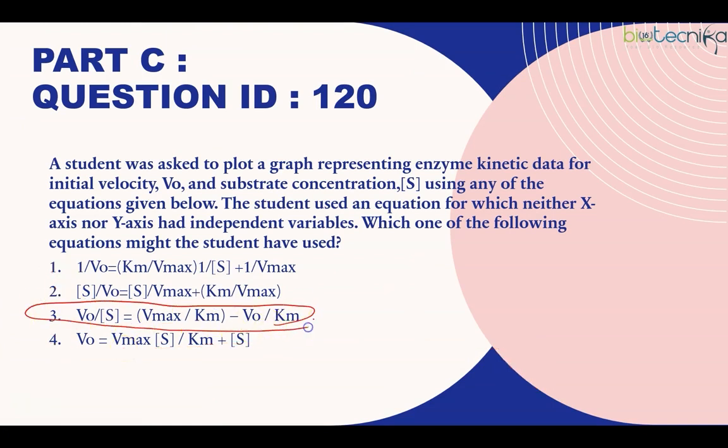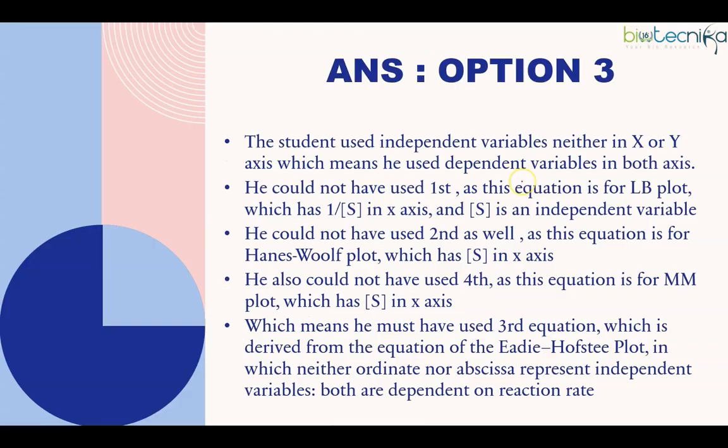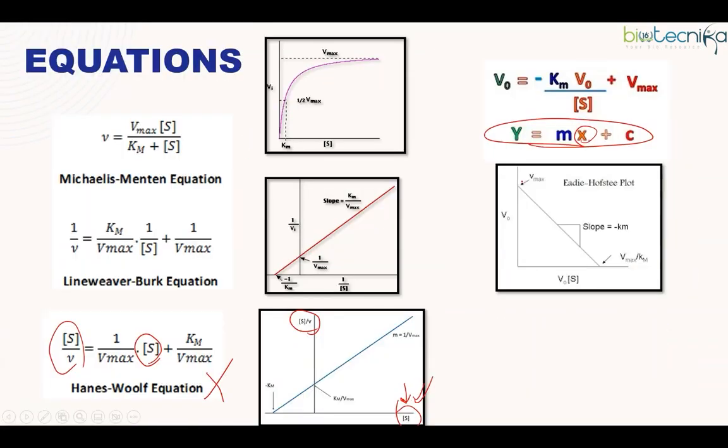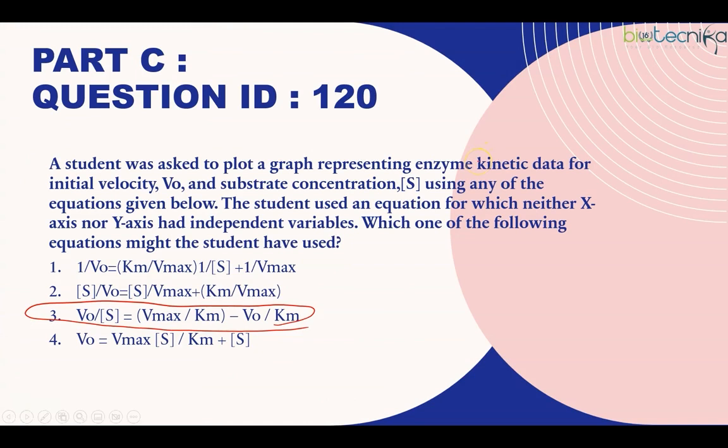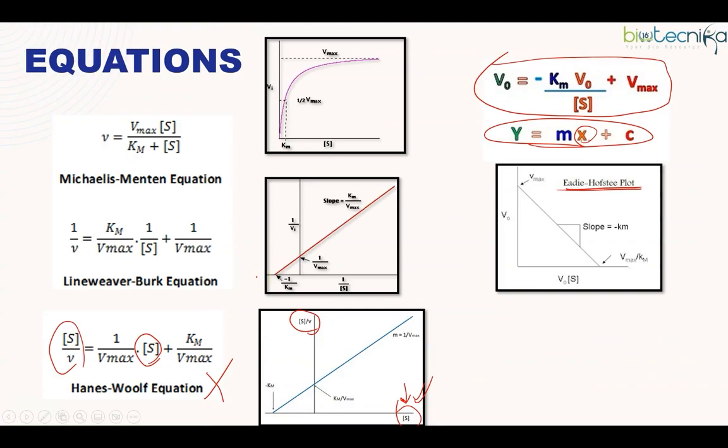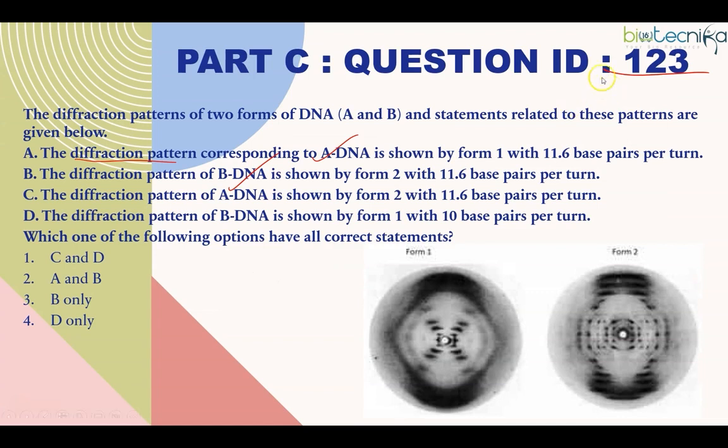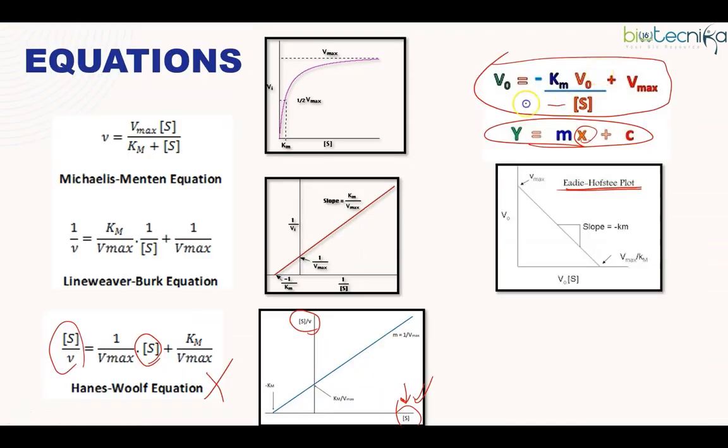Now this one is actually a derivation of another plot which is called the Eadie-Hofstee plot. Okay, this is the Eadie-Hofstee plot. This is the equation for it. This is a slight modification of the equation. So they have taken S here. If you just cross multiply, means if you just bring the S over to the other side, so divide by S, that way you will get the equation.